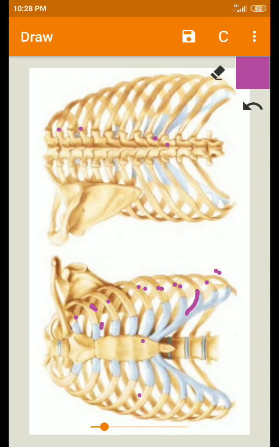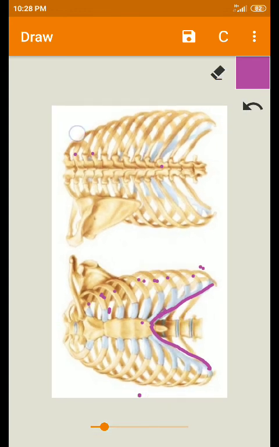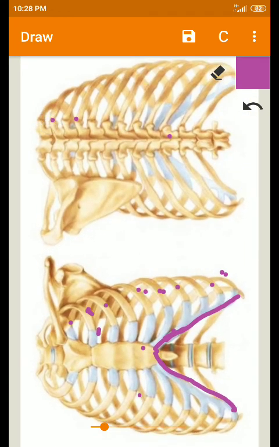The costal cartilages of the 7th, 8th, 9th and 10th ribs form the costal margin. We will discuss this costal margin when we deal with the surface landmarks of the pectoral region. So remember that one.